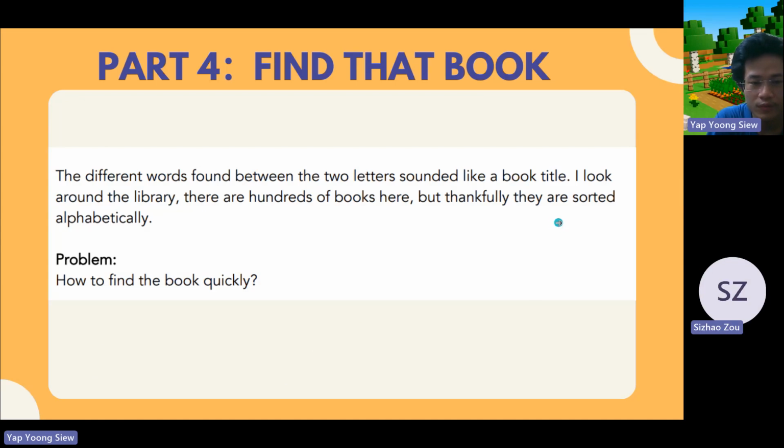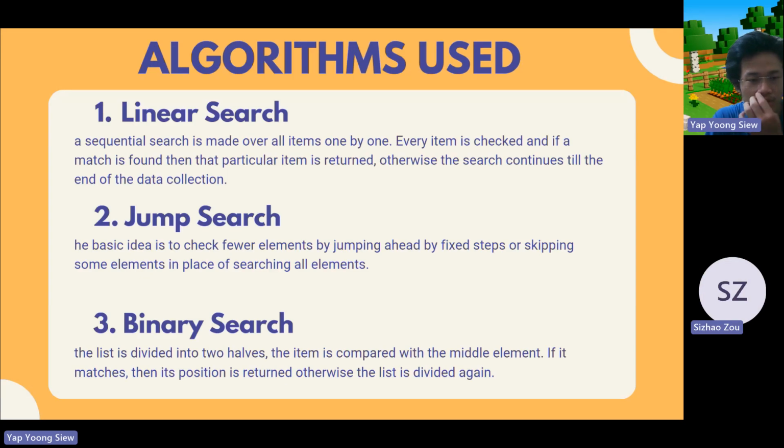In part 4, we basically have to find a book in a sorted list of books in the library. So here we can use linear search, jump search, and binary search. Linear search is basically searching the books sequentially. Jump search is searching sequentially as well, but jumping ahead by a fixed step over the list of elements.